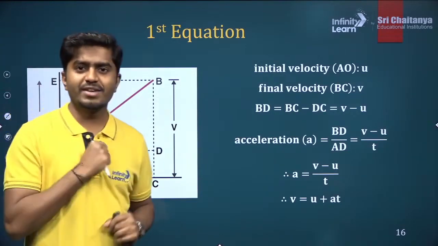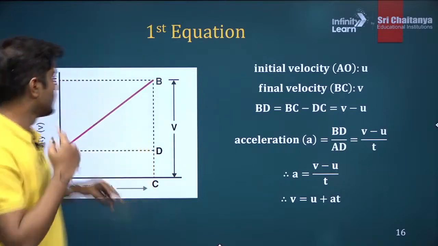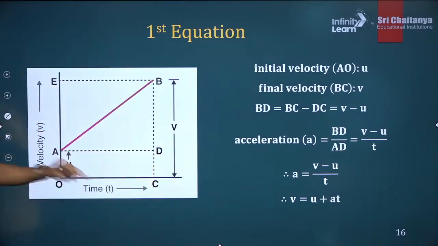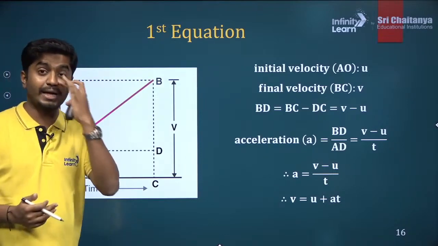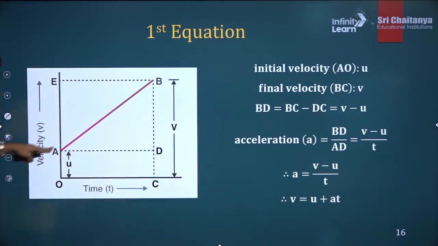Now let's understand, there are 3 equations of motion. Let's do a quick derivation of the 3 equations of motion using our velocity time graph. This is a velocity time graph. So you remember the acceleration. How will you calculate the acceleration? Acceleration is nothing but the slope of this graph. So I'll explain what this graph is about.